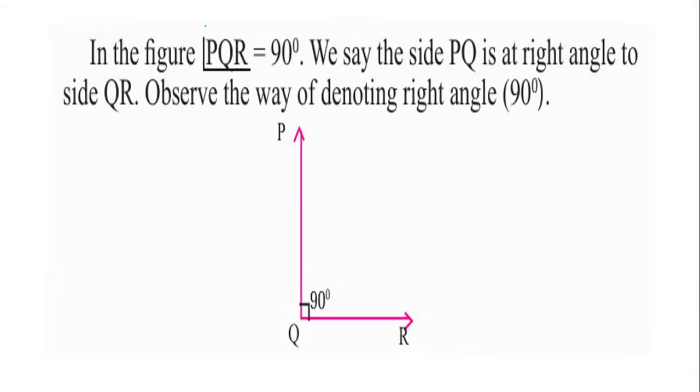In the figure, angle PQR is equal to 90 degrees. We say side PQ is at right angle to side QR. This is PQ, at right angle to side QR. Observe the way of denoting a right angle. This is the denotation of a right angle.